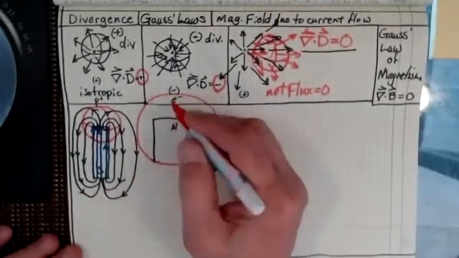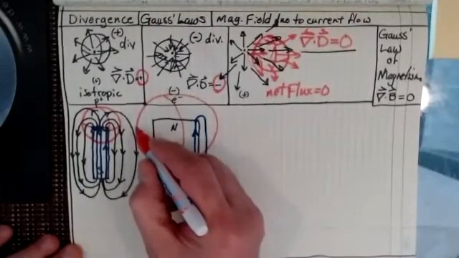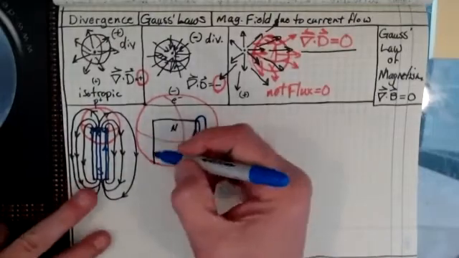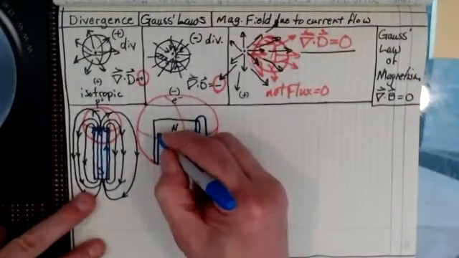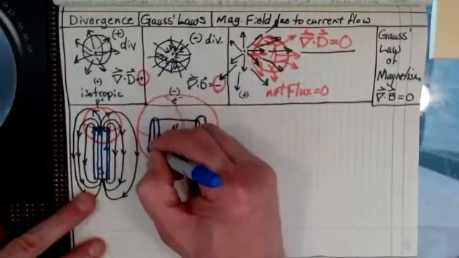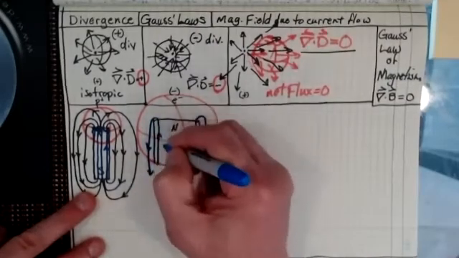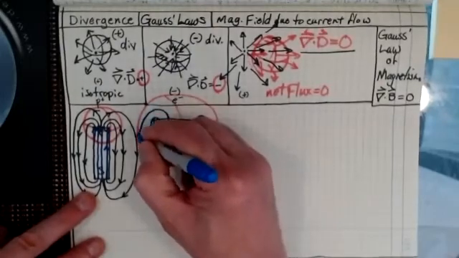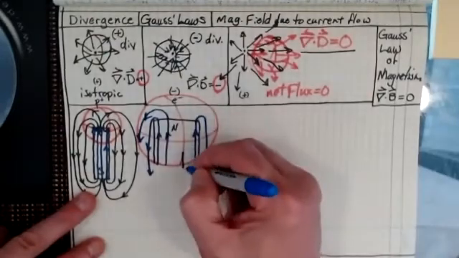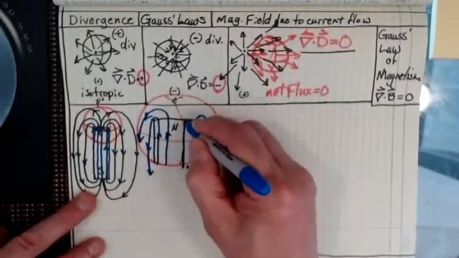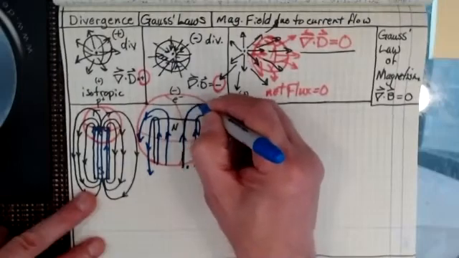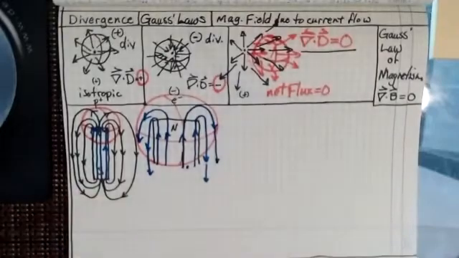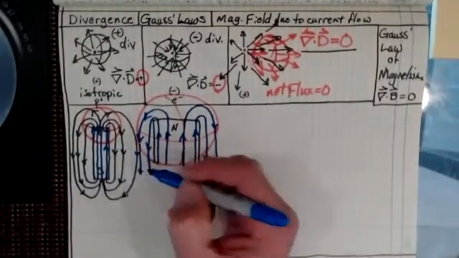there's my sphere that I'm putting up there to find out how many lines are going in and how many lines are coming out. Well, I have the same amount of lines that are coming into my magnetic field as I've got going out of my magnetic field. So that's why it's zero.